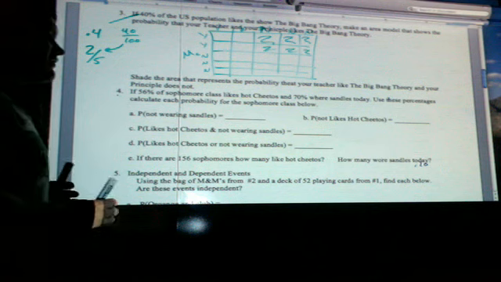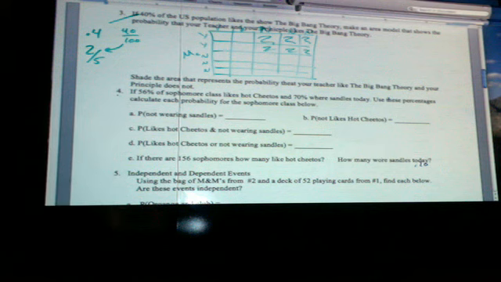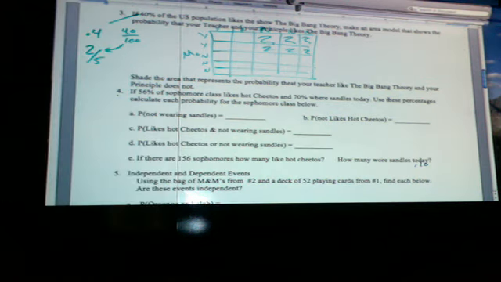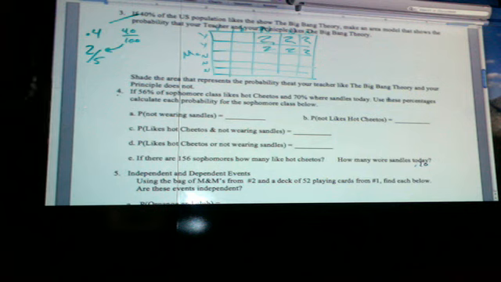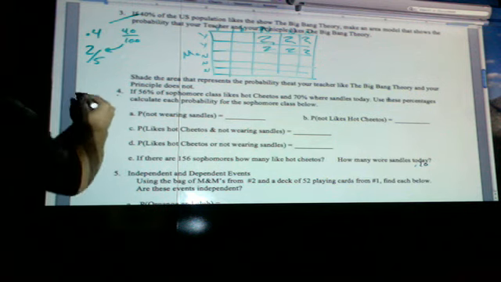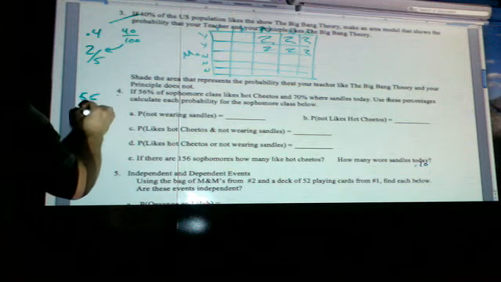All right. For number 4, it says that 56% of the sophomores like hot Cheetos and 7% wear sandals. I know I used the wrong wear. Once again, I can't spell. You guys know that. Use these percentages to calculate each probability of the sophomores below. Now, before we get started on this, does liking hot Cheetos affect your footwear? No. So these events are independent. Once again, 56%, if you want to work with fractions, is 56 over 100. 7% is 7 over 100.